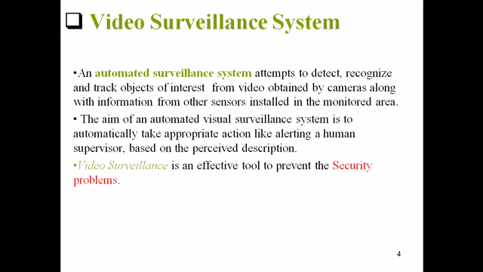Video surveillance system. An automated surveillance system attempts to detect, recognize, and track objects of interest from video obtained by cameras, along with information from other sensors installed in the monitored area. The aim of an automated visual surveillance system is to automatically take appropriate action, like alerting a human supervisor, based on the perceived description. It is an effective tool to prevent security problems.